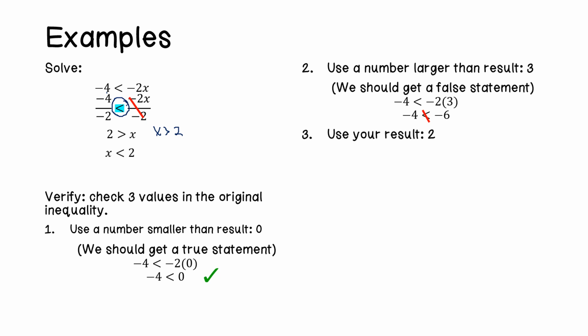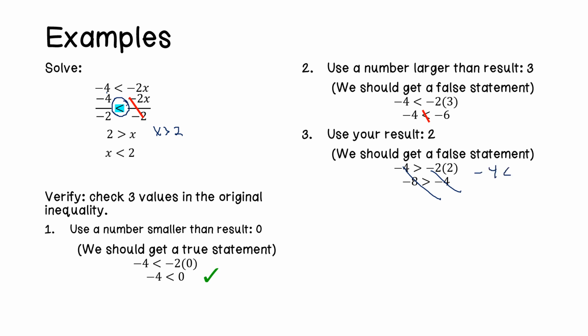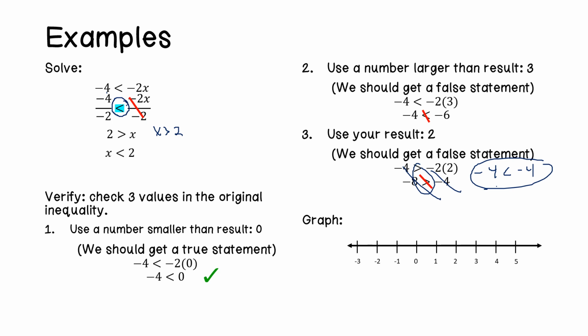Now we need to use our result, 2. And when we put that in, we should get a false statement. So we get negative 4 is greater than negative 4. Why is it greater than? It should be less than. All right. Oh, teacher error. This should be negative 4 is less than negative 4. I have my inequality backwards. So we have verified our solution.